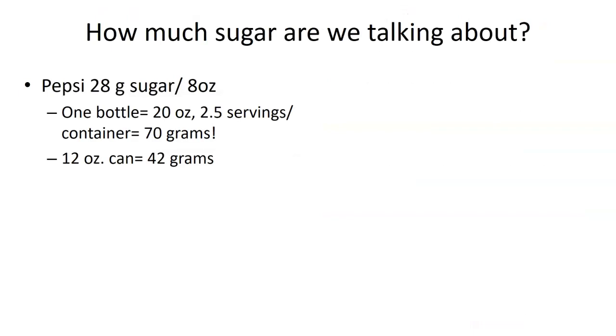How much sugar are we talking about then that's added into the products that we consume? So let's look at Pepsi. Pepsi has 28 grams of sugar, or that's added sugar really, per 8 ounces. So one bottle, the 20-ounce serving that you get in the United States, is 2.5 servings. That means 70 grams of added sugar inside of one bottle. In a 12-ounce can, we find 42 grams.